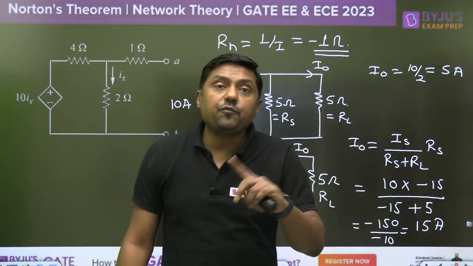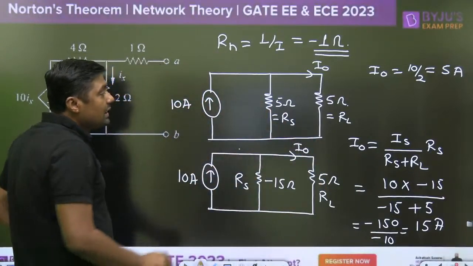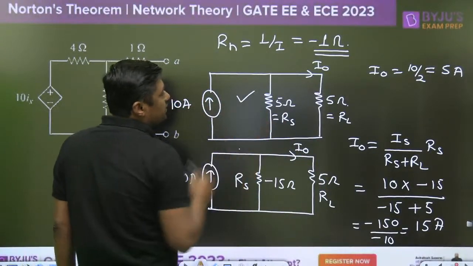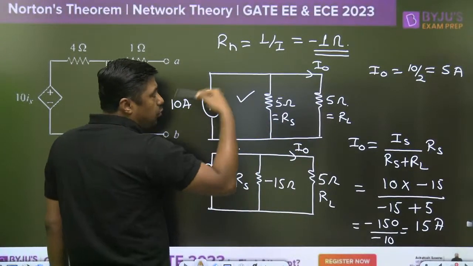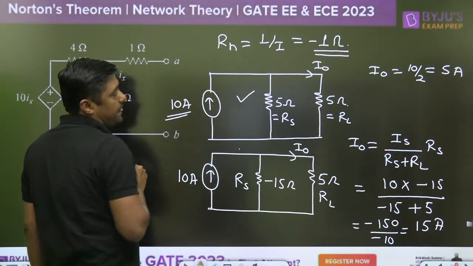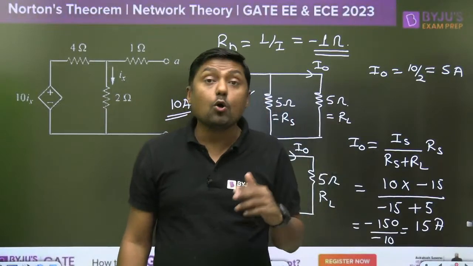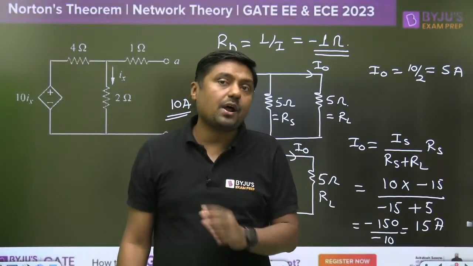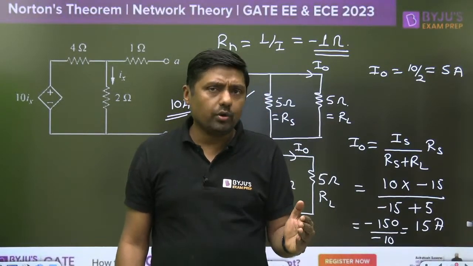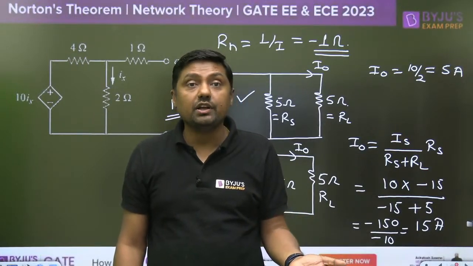Now what is the difference between these two diagrams? In this we are using the positive resistance. So output current I naught is less than what? Applied current. It means it behaves like what? Attenuator. The output current will be less than the applied current. It is an attenuator. It is a simple passive circuit. It is an attenuator, because that's why the current will decrease.